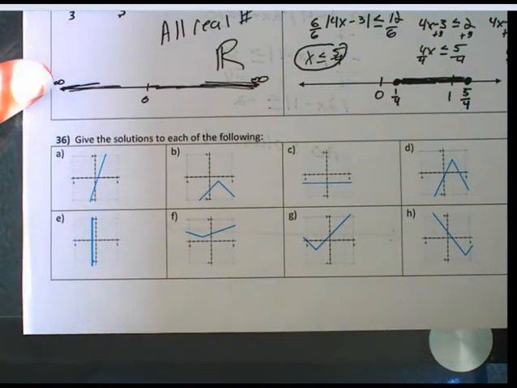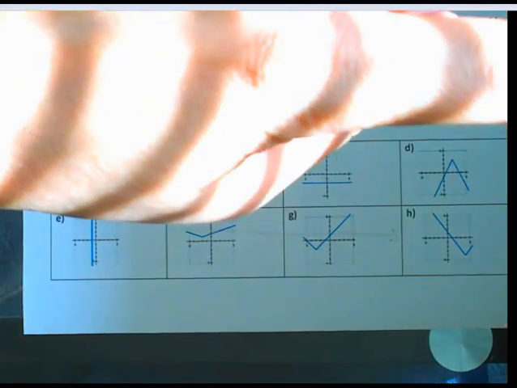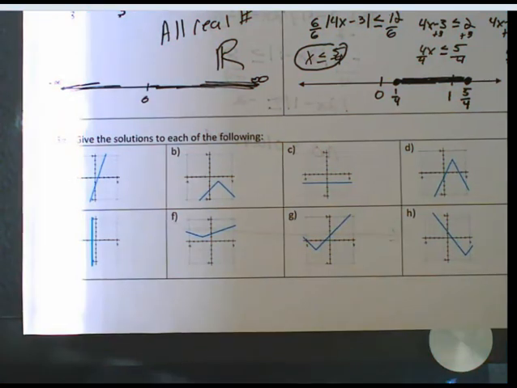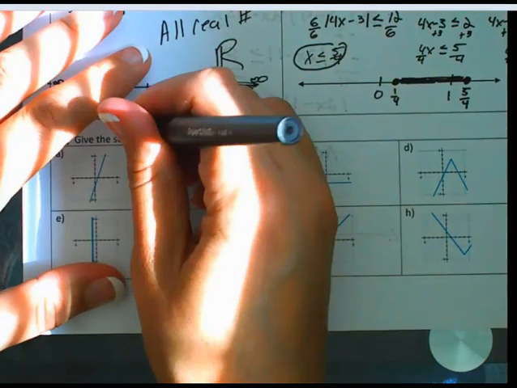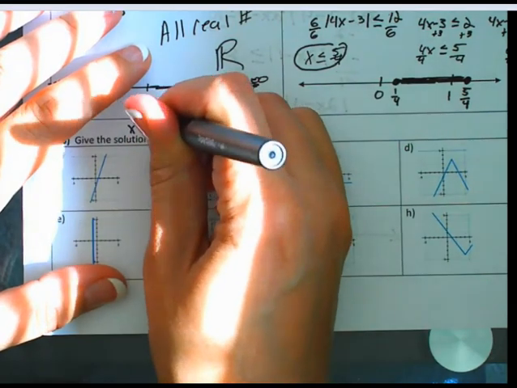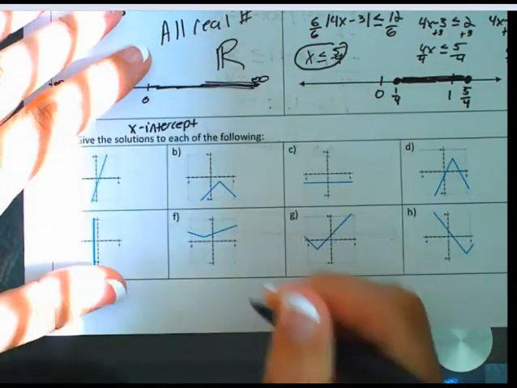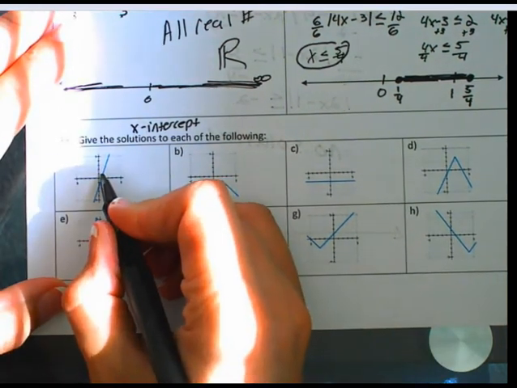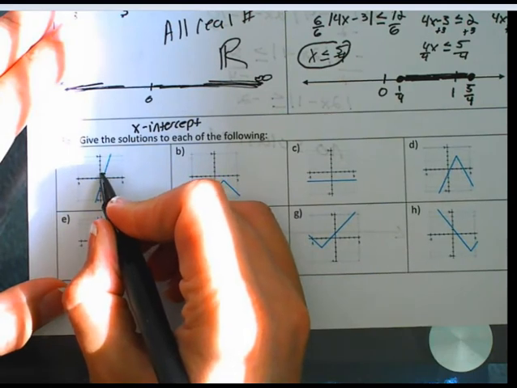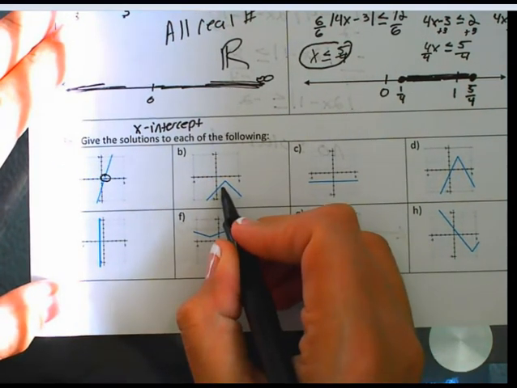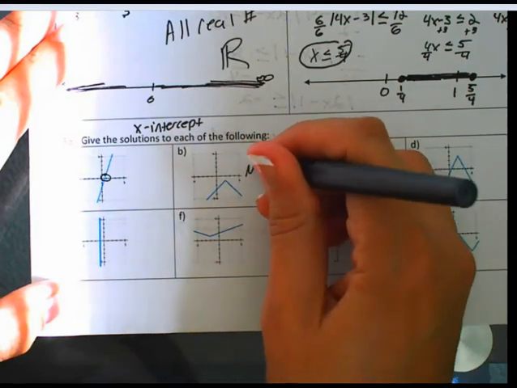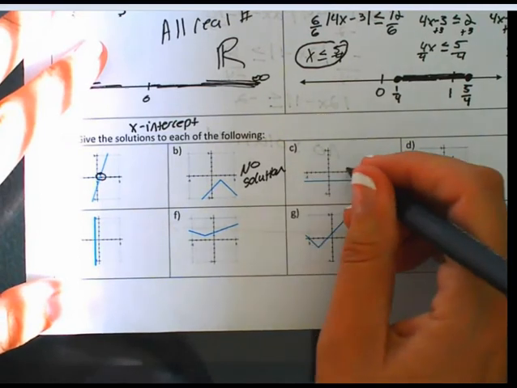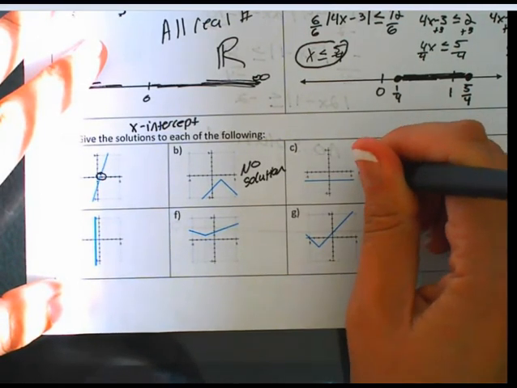So it says give the solution to each of the following. Well, when you read that solution, you should be thinking x-intercept. Okay? So the first thing I'm going to do is circle where I see the x-intercepts in any of them. This one does not have an x-intercept, so this is no solution. Do not make something up. If it's not there, it's not there. Does it ever go through the x-axis? No solution.